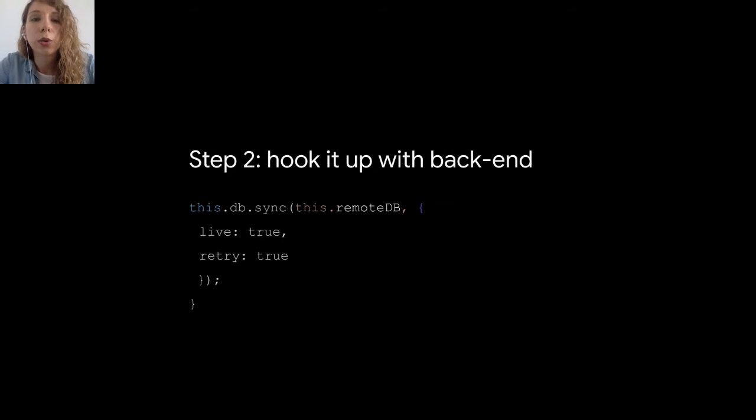Then we will hook it up with the backend for replication, so I will use the method sync. I need to add as a parameter my remote database that I configured, let's say, previously. And I also configure the type of replication. Here you can see these two parameters, which mean that you have bidirectional replication between my two databases.